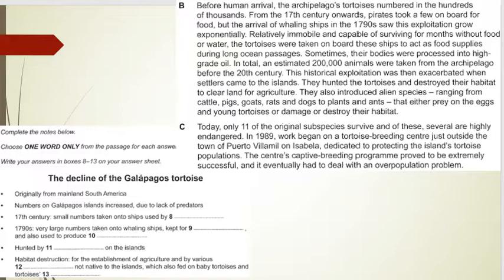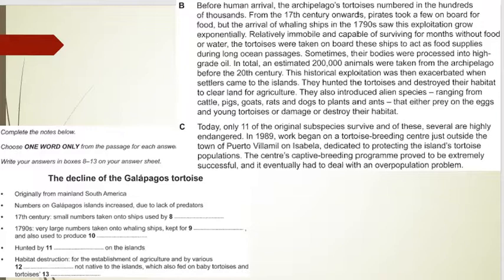So what is the answer? We have food and supplies. But the instruction here is one word. So we need to write food. So the answer for the question number 9 is food. Now let's see what is the second one.